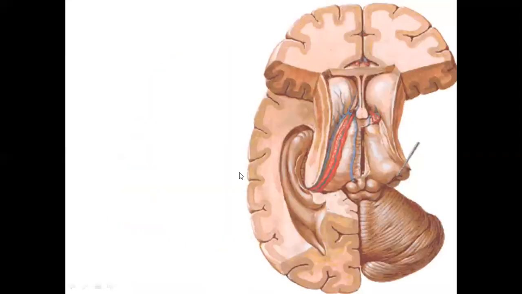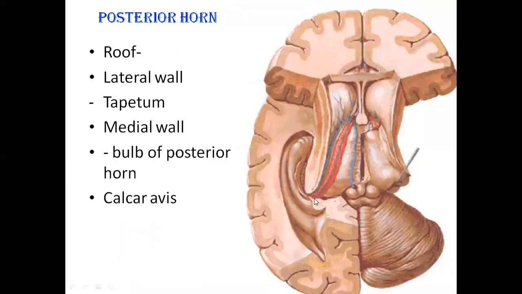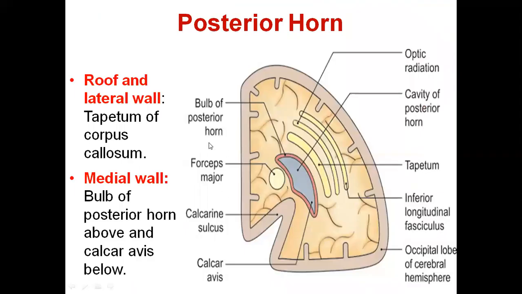Now coming to the posterior horn, into which lobe the posterior horn goes? Yes, occipital lobe. So in the posterior horn, it has roof, lateral wall, which is formed by tapetum, medial wall, which is formed by the bulb of the posterior horn, and then we will see calcar avis. I'll show you different pictures. Now see here, this is posterior horn. So posterior horn is found in the occipital lobe. So this is the roof area. Blue in color is posterior horn and this is roof.